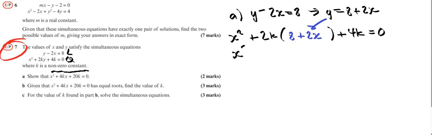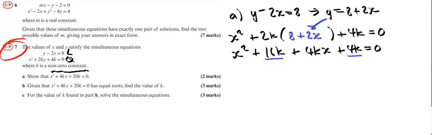So now I've got x squared plus 2k times 8, which is 16k. And then I've got 2k times 2x, which is 4kx. And I've got 4k on the end. Now, all we're going to do is collect together our k's. And what we're looking for is x squared plus 4kx, which is my middle term, plus 20k, which is 16 plus 4, 20k, and that equals 0. So first part taken care of.